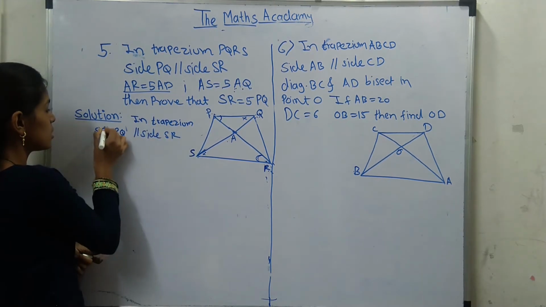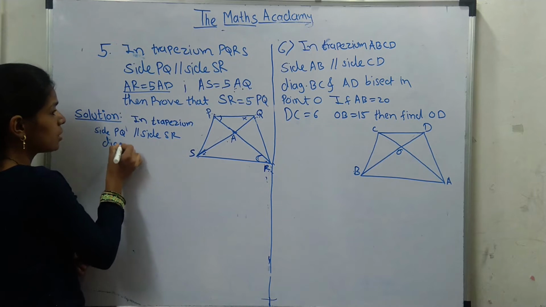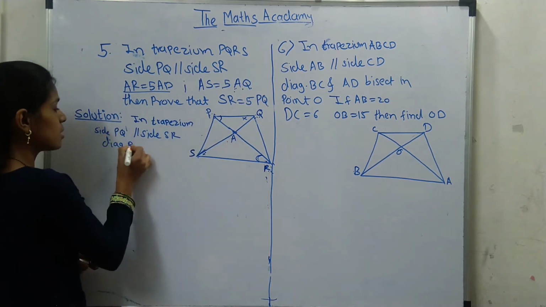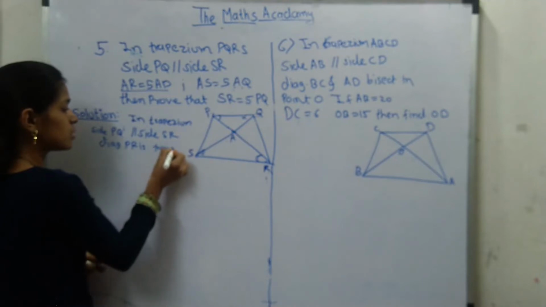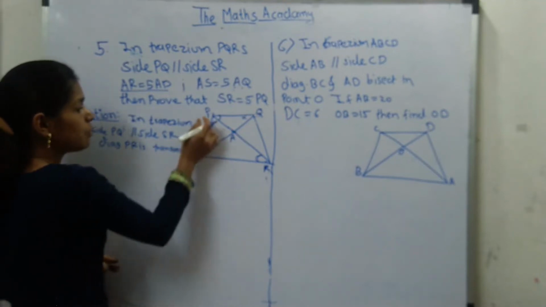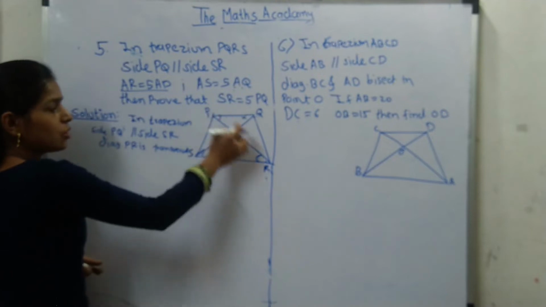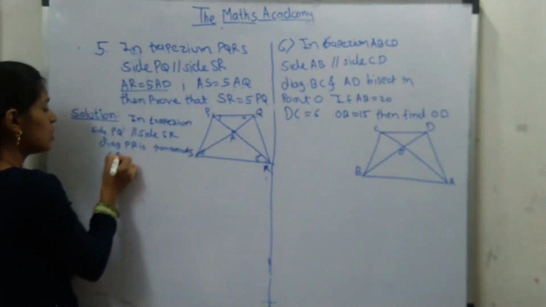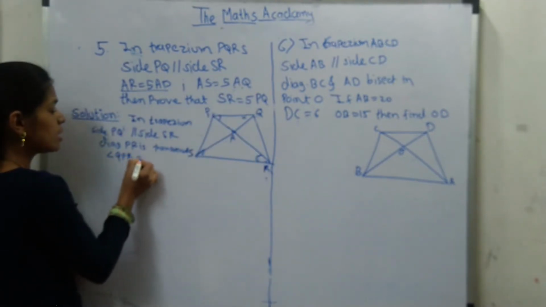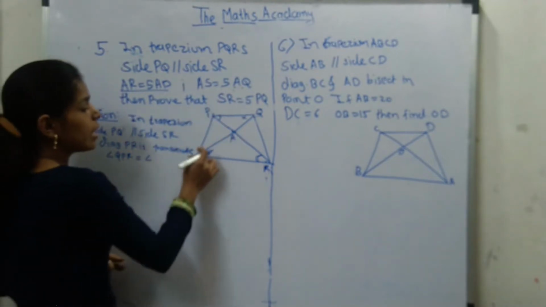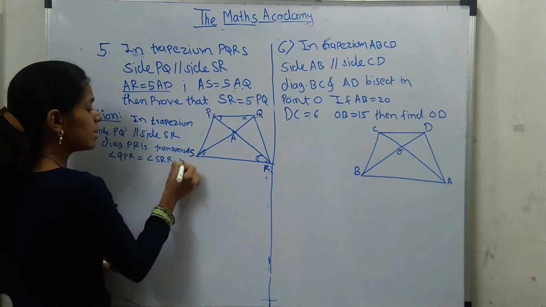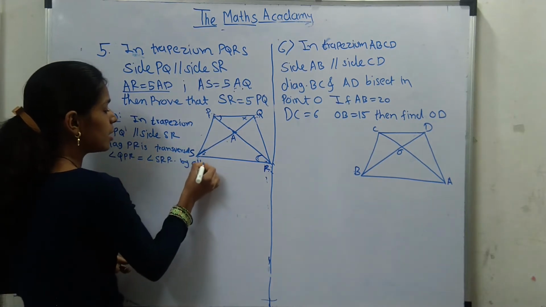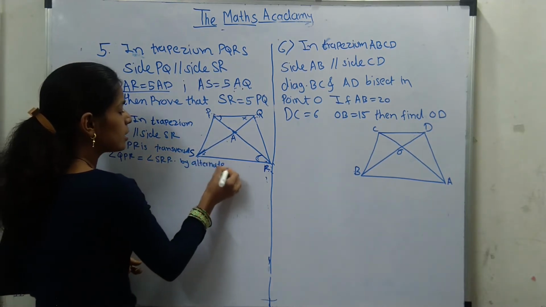diagonal PR is a transversal. Now if PR is a transversal, then angle QPR is equal to angle SRP by alternate angle test.